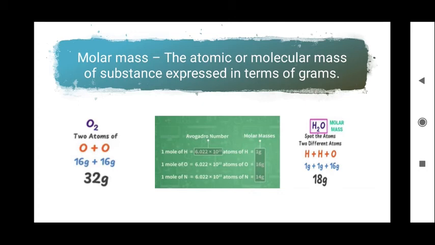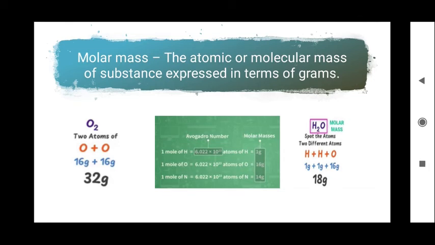So how do we calculate the molar mass of different elements? First example, oxygen. We know oxygen exists in different forms like O, O2, O3. So we will calculate for O2. It contains 2 atoms of oxygen. One atom of oxygen has an atomic mass of 16. So 16 plus 16 is 32. 32 is the molar mass of oxygen.